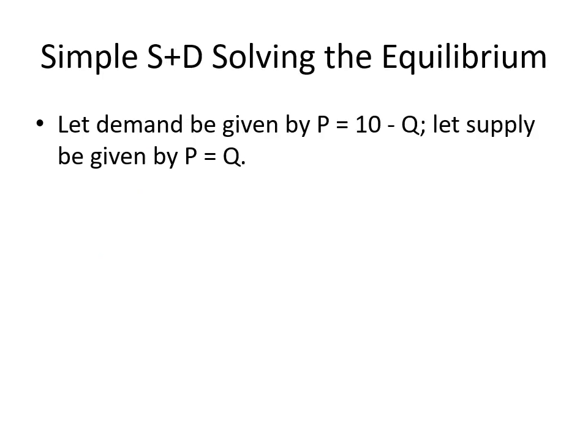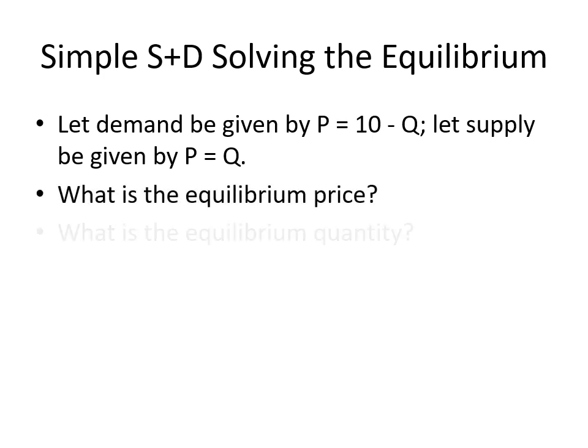All right, for our next question, we're actually going to try and solve. Let demand be given by P equals 10 minus Q, so we have the inverse demand curve, and let supply be given by P equals Q. What we want to know is, what is the equilibrium price, and what is the equilibrium quantity? We're going to try and solve for both the price and quantity.